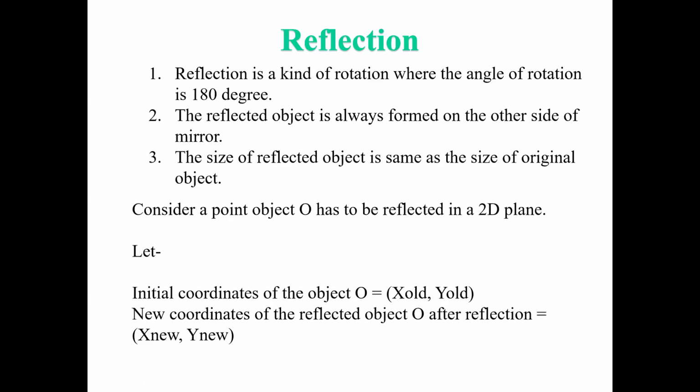Good morning, everyone. So today we are going to see another type of 2D transformation, that is known as reflection. So here you can see the reflection is a kind of rotation where the angle of rotation is 180 degree. Okay, so you are going to reflect one of the objects.